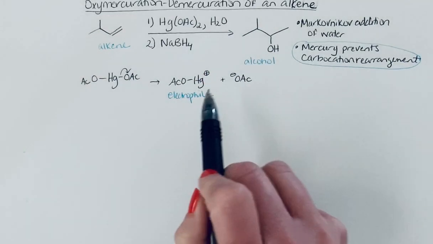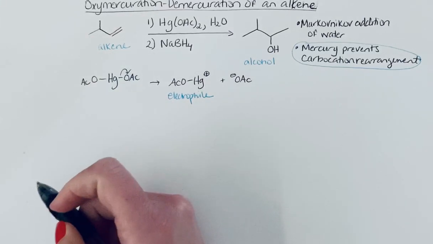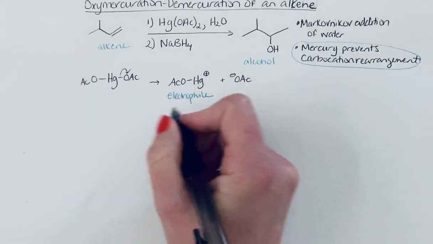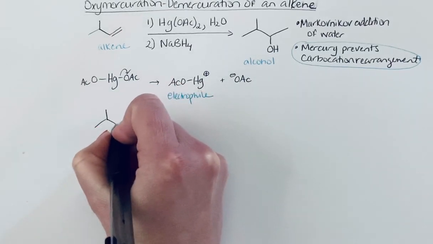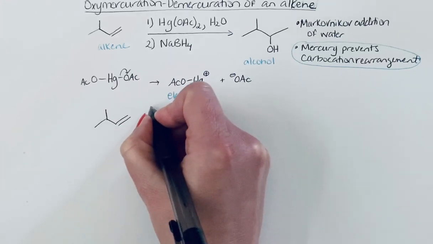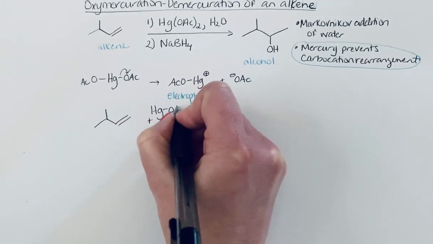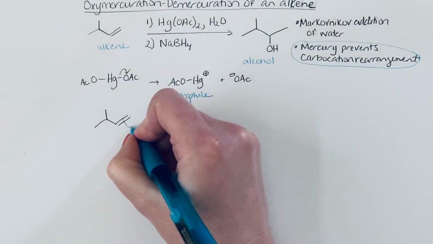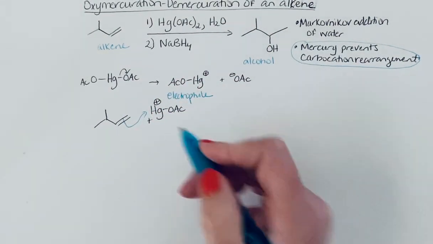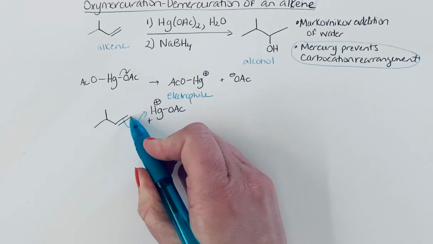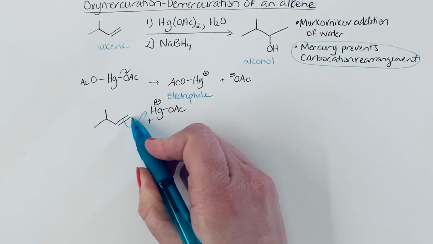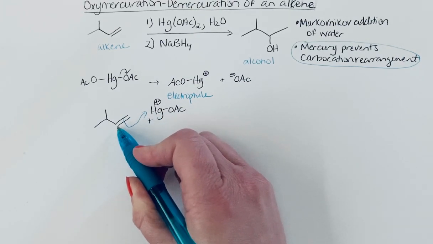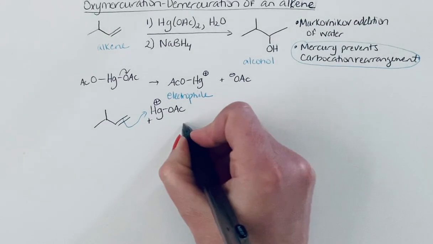If this is an electrophile, we can expect that our alkene, which we know is a nucleophile, will react with that. So here is the alkene, and I'm going to draw the electrophile. There it is. Our alkene attacks the electrophile. The electrophile adds to the least substituted carbon atom in order to give the more substituted carbocation.